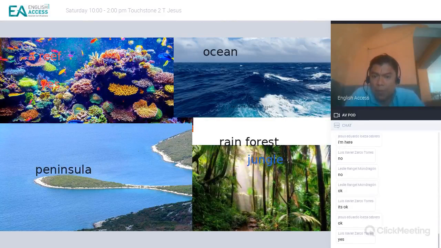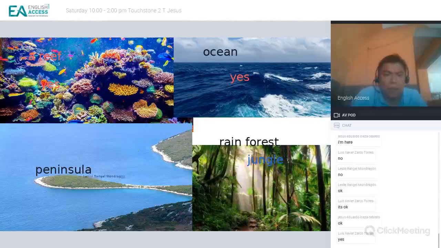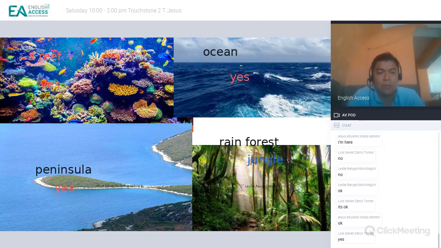You can change the color, remember? Oh yes, you have your colors. Yeah, Leslie. Good job. Oceans, yes, we have. Peninsulas. Of course, we have one peninsula. What else? Rainforests or jungles? Yes, we have jungles and rainforests. What about reefs? Yes, we have reefs in Cancun. Good. And more. But Cancun is the most famous one.